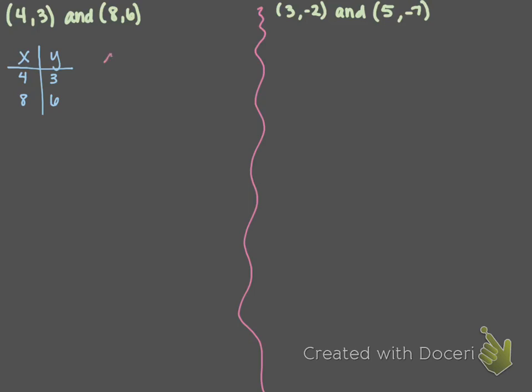So once again, slope is going to be the change in the y over the change in the x value. So if we look, our change in our y from 3 to 6, we are increasing by 3. Our change in the x from 4 to 8, we are increasing by 4. So our change in y is going to equal positive 3. Our change in x is going to equal positive 4. And we cannot reduce 3/4, so our slope is going to equal 3/4.